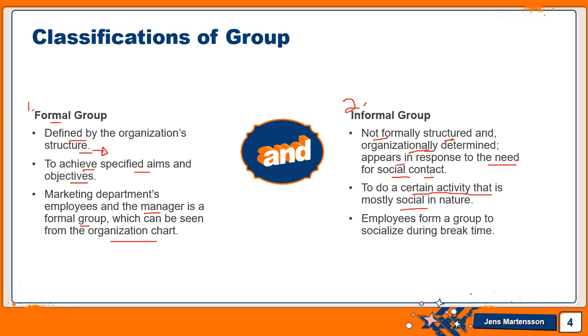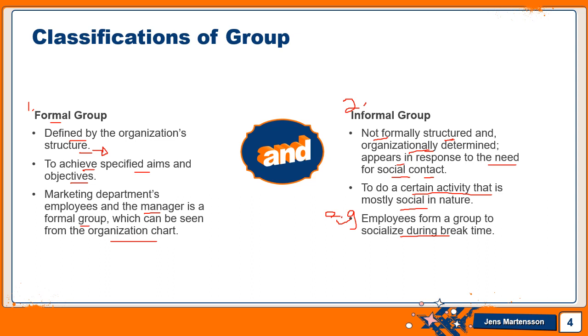So the purpose of informal group is to socialize, for socializing only. So what is socializing? Chit-chatting, gossiping, going out for lunch and break and so on. So employees form a group to socialize during break time. So this is an example of an informal group.